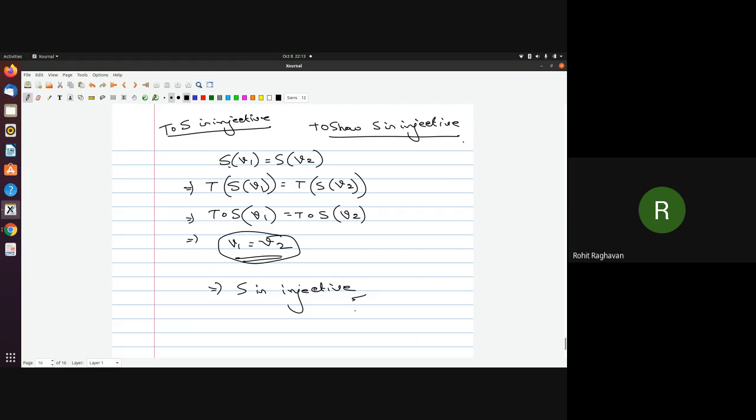Sir, will it be the same for T as well? No, it cannot be, right? Because T is coming after S. So if I start with T(V1) equal to T(V2), then I cannot apply S, because T compose S is injective, and we don't know what S compose T is. Order is important. If we know S compose T is also injective, then we can conclude that T is also injective. So this is the catch. T may not be injective, but S must be injective. Correct?